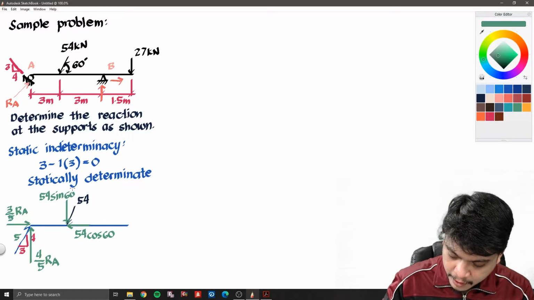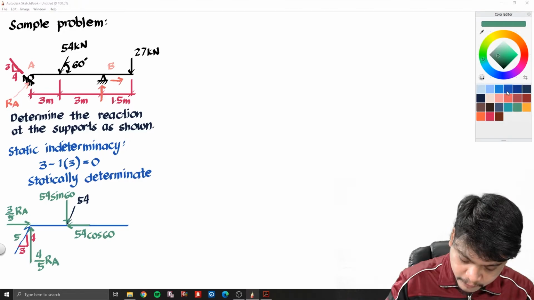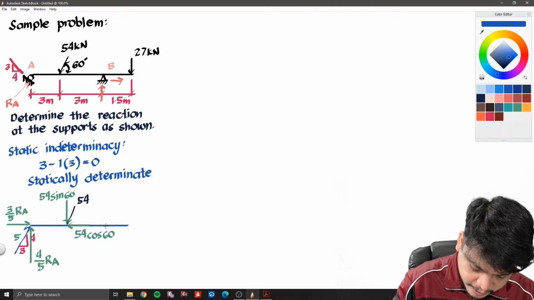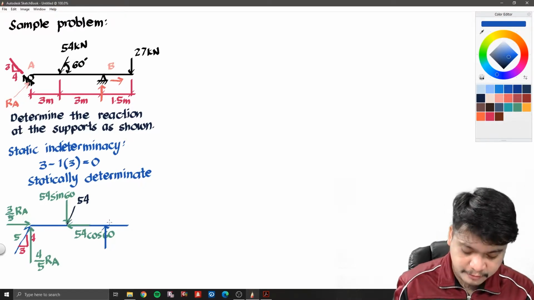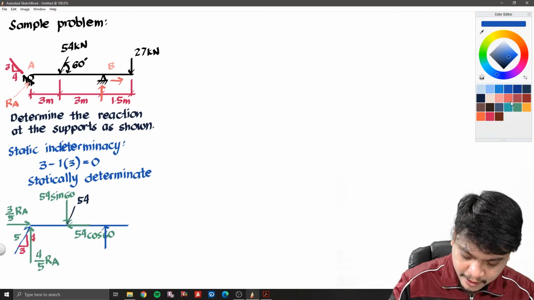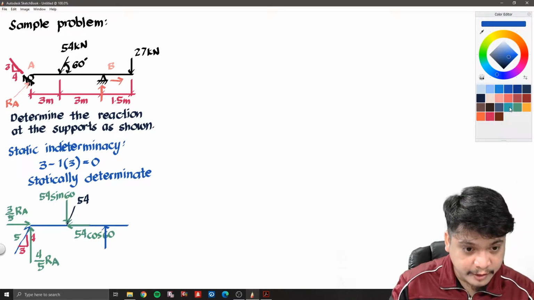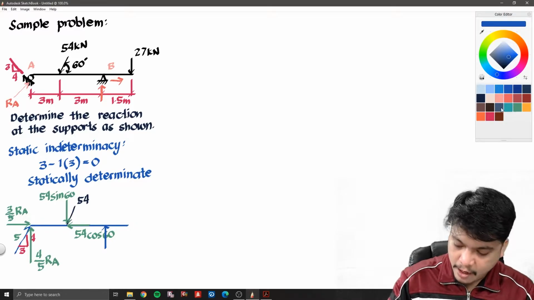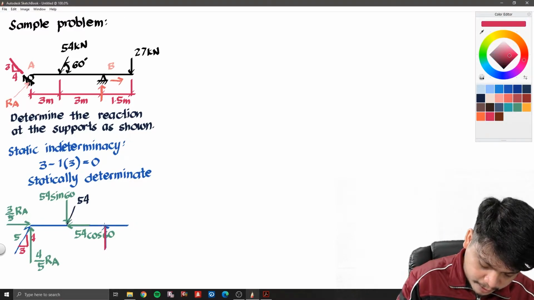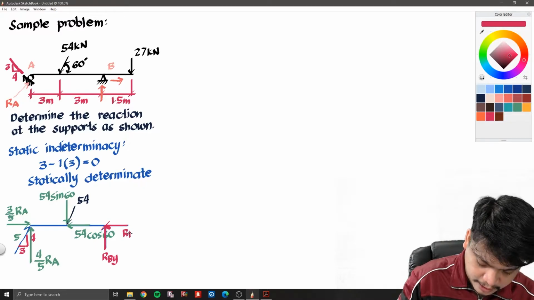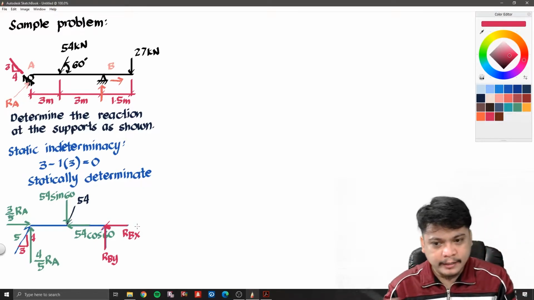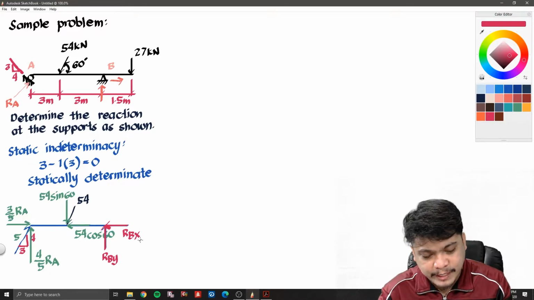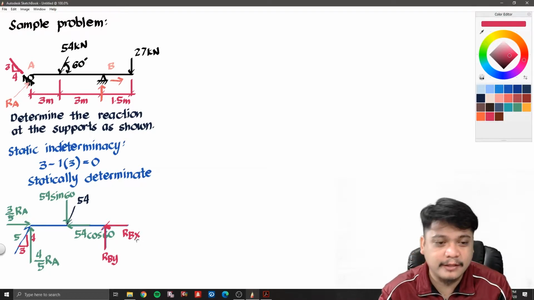Okay, and then meron din ako ditong, of course, reaction, somewhere at this point. Dalawa din yung reaction ko doon. So, I have here the horizontal, and you have the vertical. So, we will be having here the vertical, I will call it as RBY. And then this one will be having your RBX. So, hindi natin alam ang pinaka-directions niya. So, lahat yan is assumption lang.